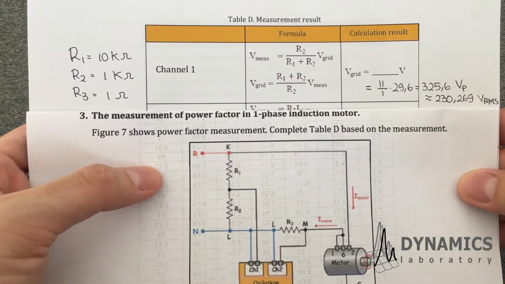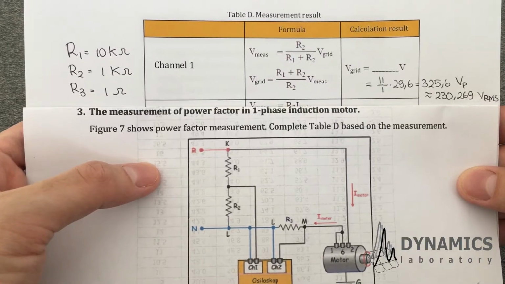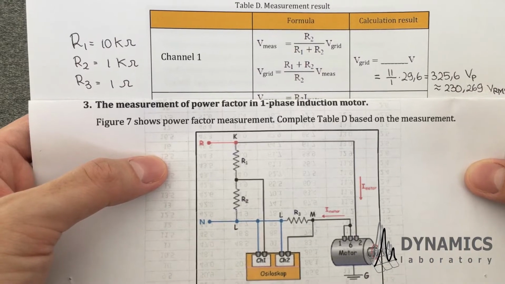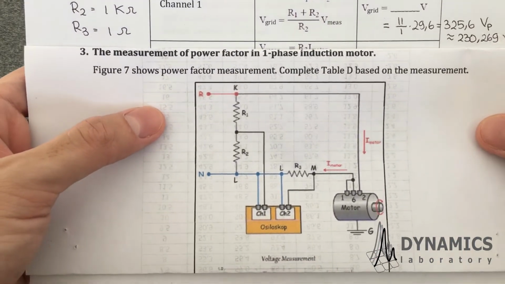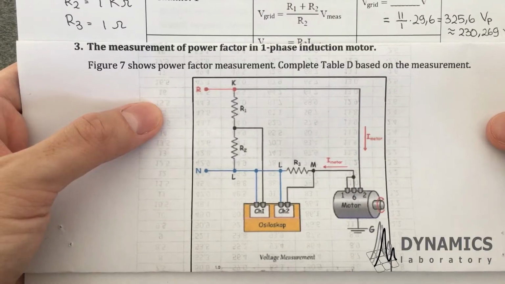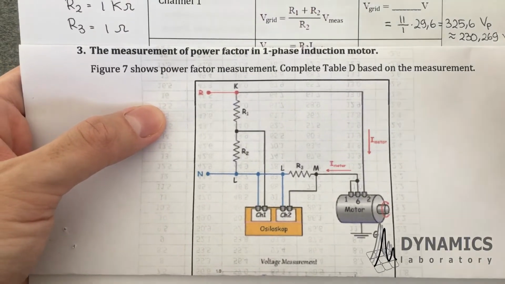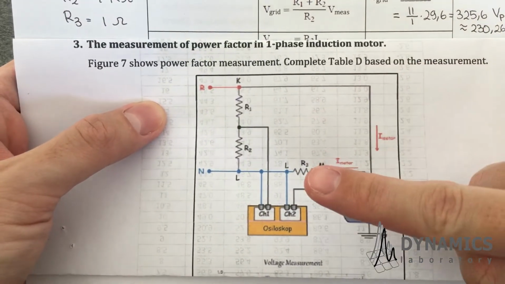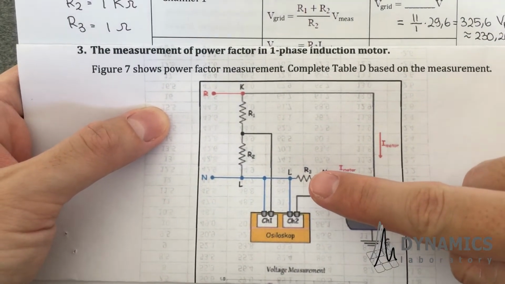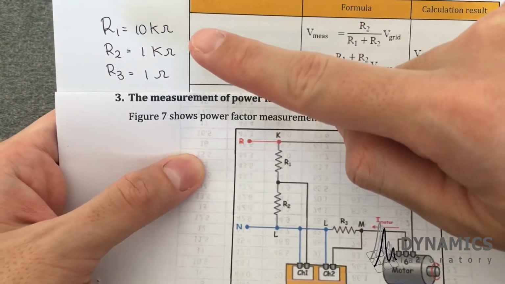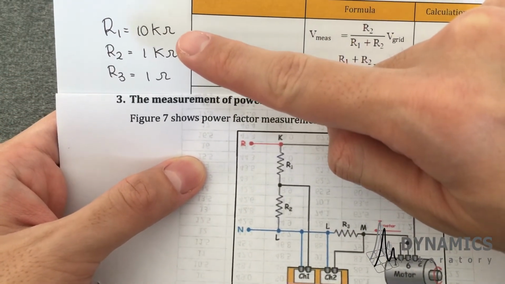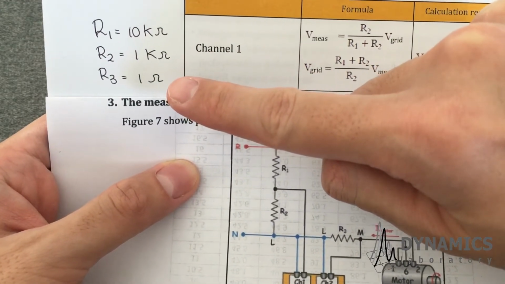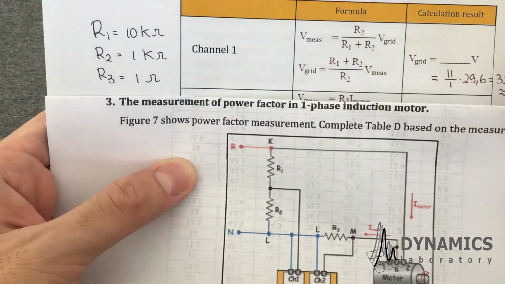I will show you how to find the power factor and also the electric power from the experiment data. But before that, take a look at the diagram. As you can see in here, we utilize 3 resistors, R1 and R2 for the voltage divider circuit and also R3 in here. The value of each resistor: R1 is 10 kilo ohm, R2 is 1 kilo ohm, and R3 is 1 ohm. Move to the table.